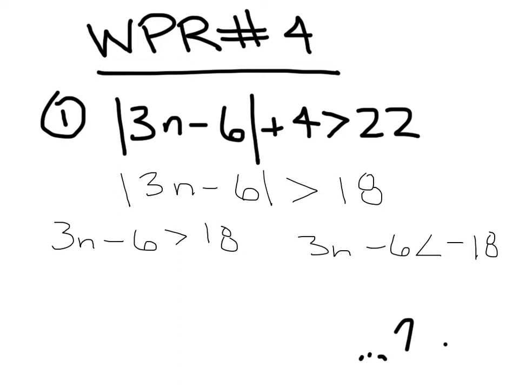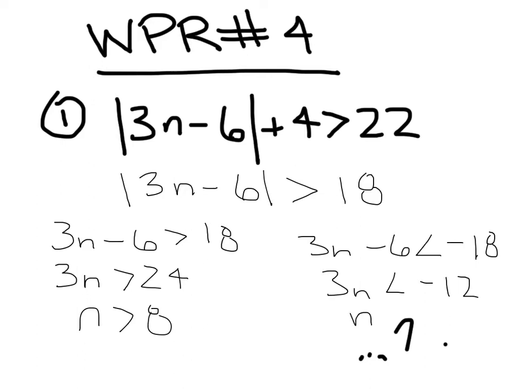So I will add 6 to both sides. 3n is greater than 24. n is greater than 8. Also, 3n is less than negative 12. So n is less than negative 4.